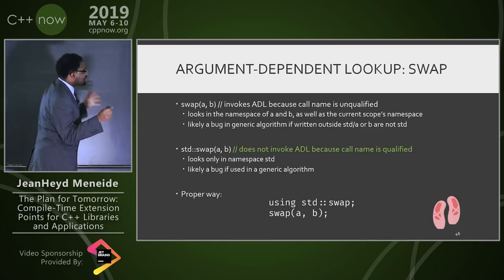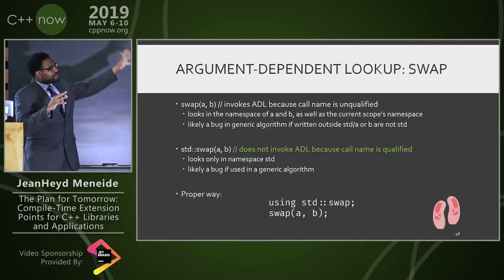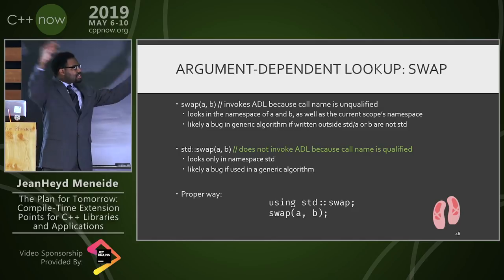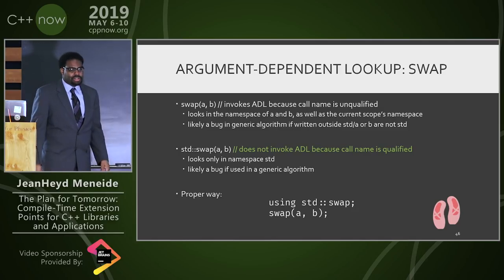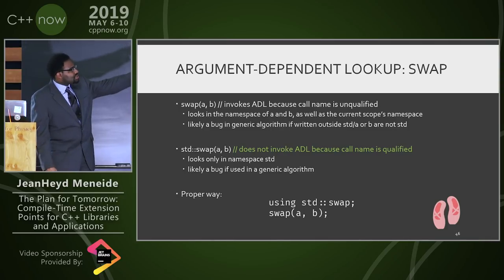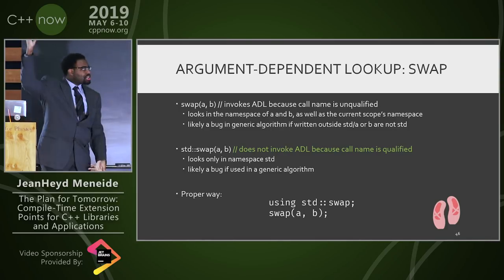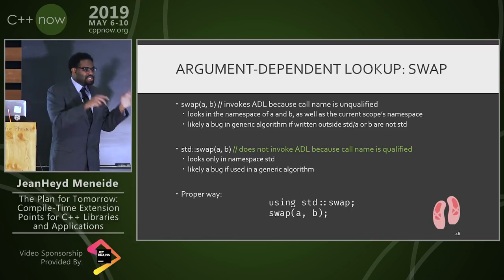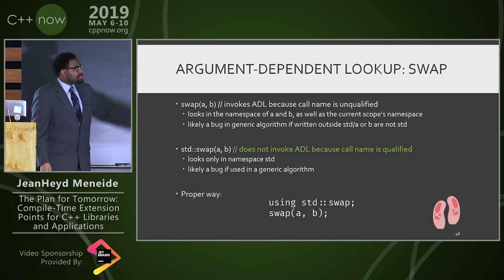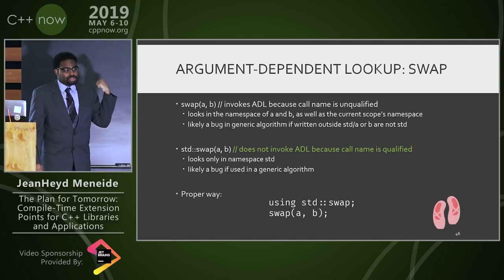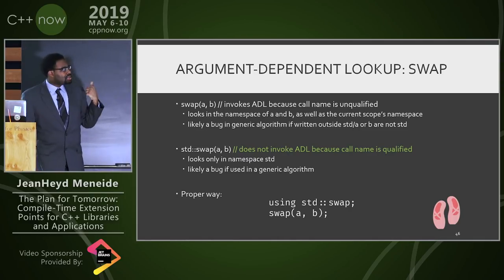We're going to dig into swap first. Swap works in that you call swap with two arguments, and it invokes ADL because the call name is unqualified, and that's what you want to happen. The problem is that it looks in the namespaces of A and B, as well as in the current scope, but it doesn't consider the core specialization that's in std swap, because you didn't qualify it. If you're not in namespace std or have arguments that come from namespace std, it's not going to find the swap in namespace std. So that's kind of a bug, right?